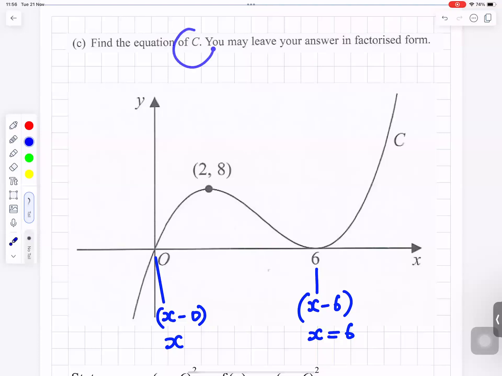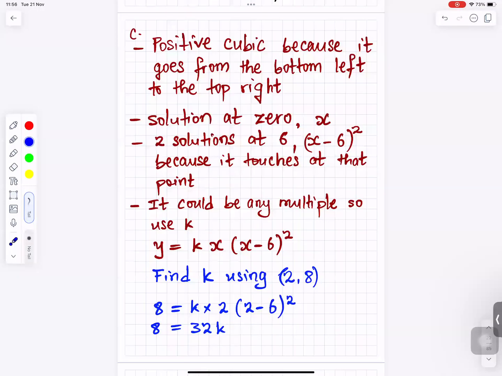For part C, find the equation of the curve C. You may leave your answer in factorized form. Want to find the equation of this curve. From that curve, this is what we can deduce. It's a positive cubic curve because it goes from the bottom left to the top right. It's like that. It goes up from the bottom left to the top right. It's a positive cubic curve. There's a solution at 0 because it passes through 0. So we put one of them as x. And then 2 solutions at 6 because it touches at that point. So we have x minus 6 squared.